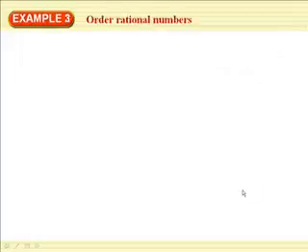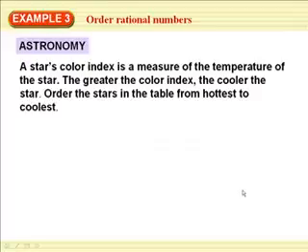Example number 3, ordering rational numbers. So here's an astronomy question. A star's color index is the measure of the temperature of the star. The greater the color index, the cooler the star. Order the stars in the table from hottest to coolest. So the greater the number, the cooler it is. So that means we need to go from least to greatest.